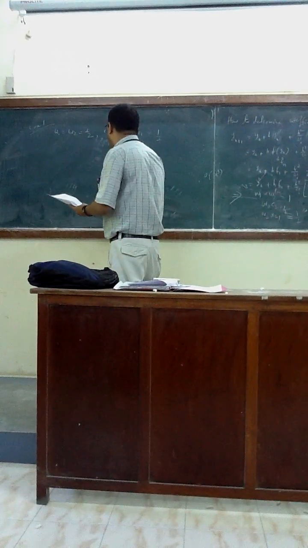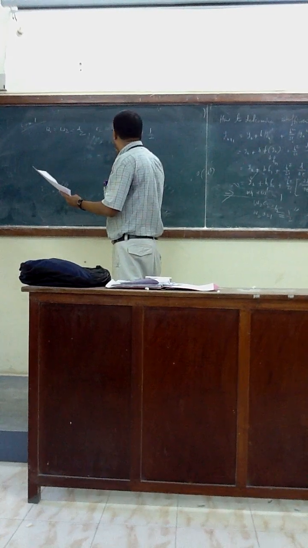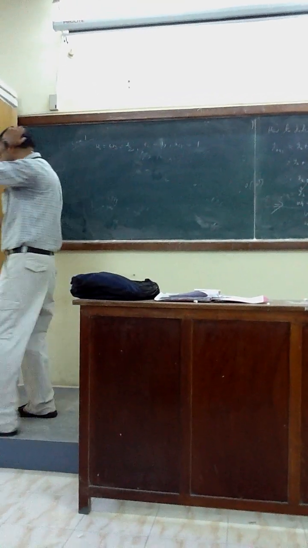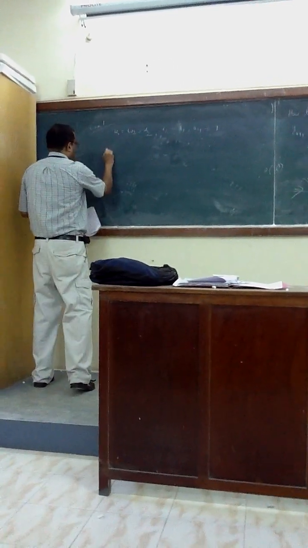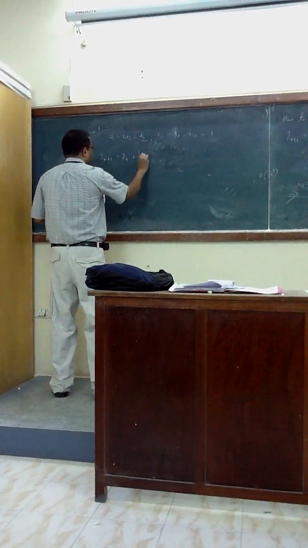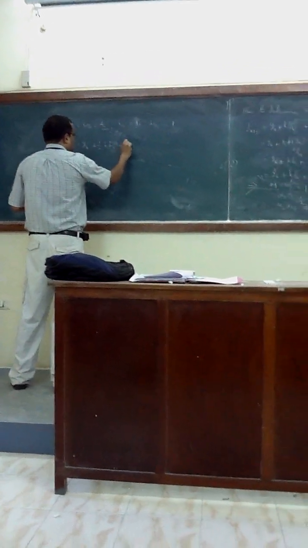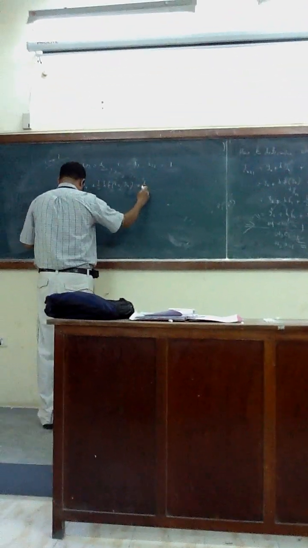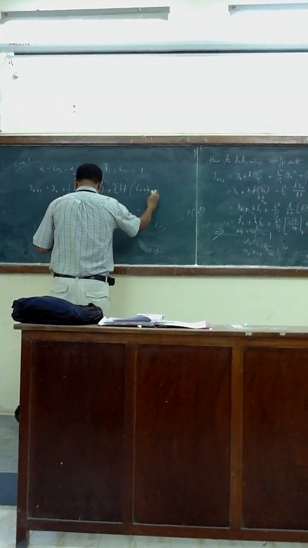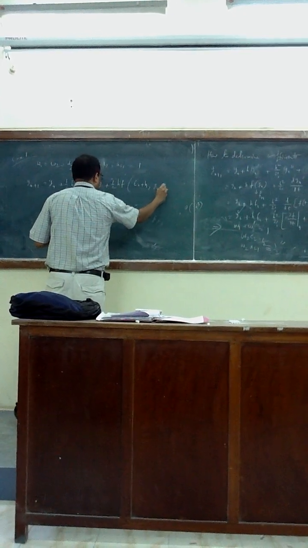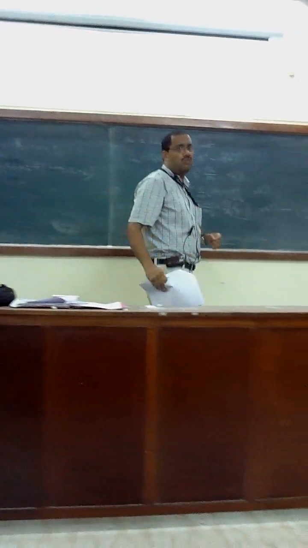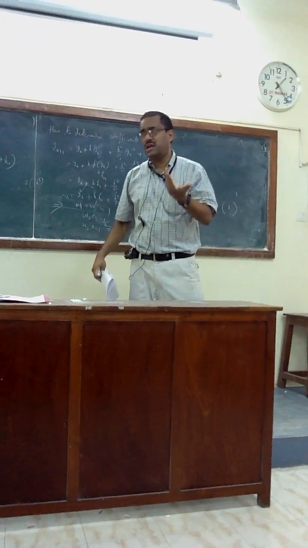Yn plus 1 equals Yn plus half of hF(tn, Yn) plus half of hF(tn plus h, Yn plus K1). Am I correct? Yes or no? Yn plus K1. What is K1? K1 is hF(tn, Yn). This is your famous RK second order, explicit method.